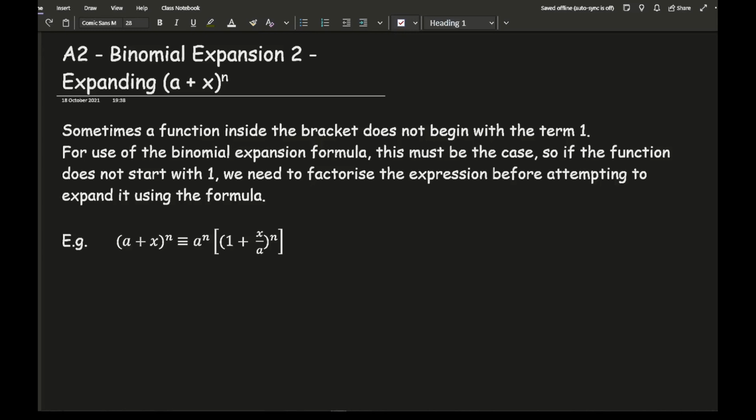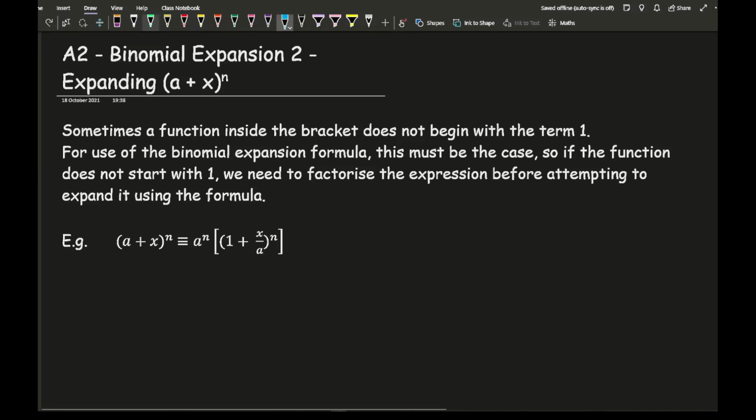Now, for you to use the binomial expansion formula, this must be the case. So if a function does not start with positive 1, then what we need to do is factorize the expression before attempting to expand it using the formula. So what we mean by this is, basically, if we end up with anything that's not 1 plus something x to the power of n, then what we need to do is factorize it with respect to a. Now let's just go through a few examples of what we'd have to do.